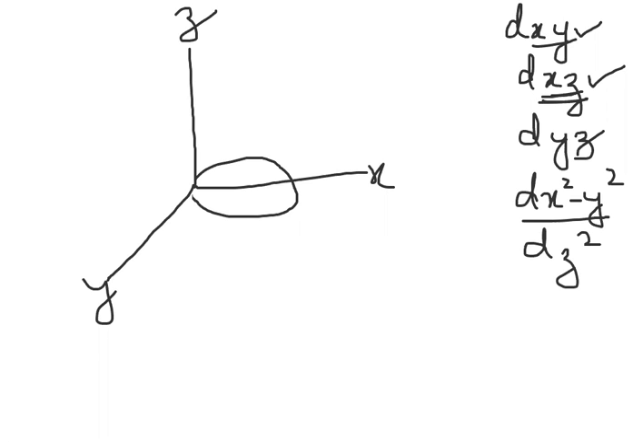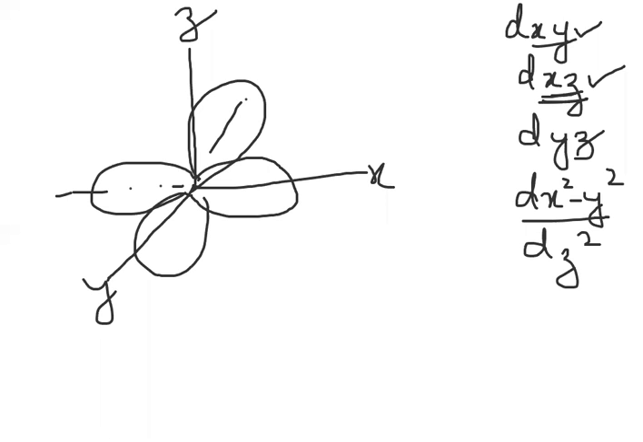So this is extending this side, this is extending this side. So you have it along the axis. So this is along the axis. The others were in between the axis. Here they are along the axis. And this is what is dx square y square.